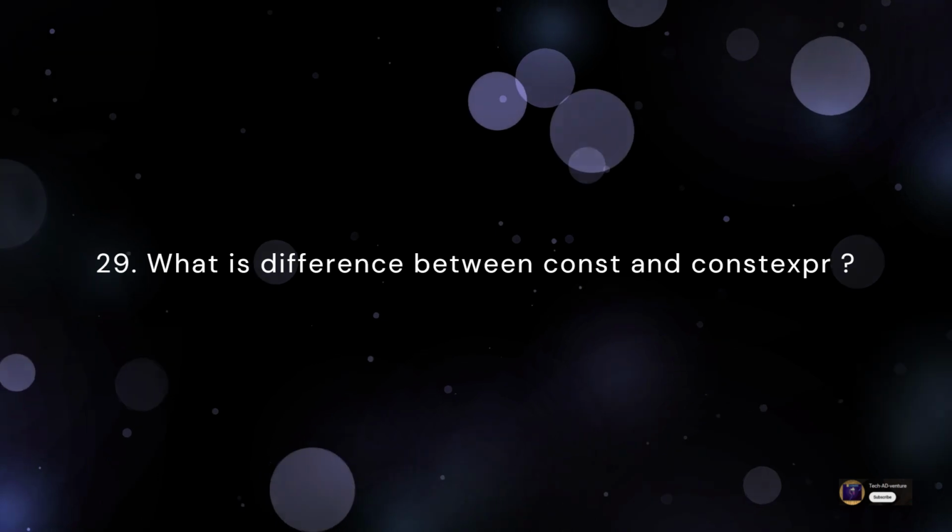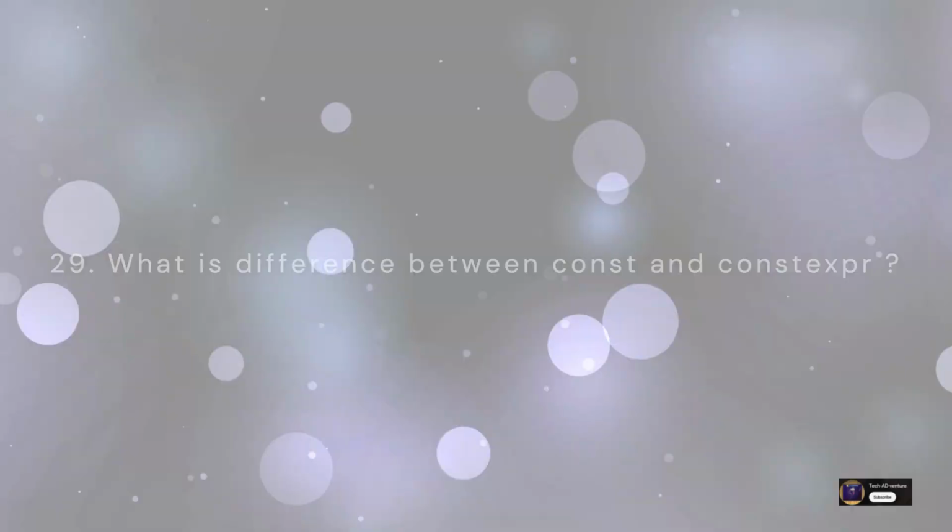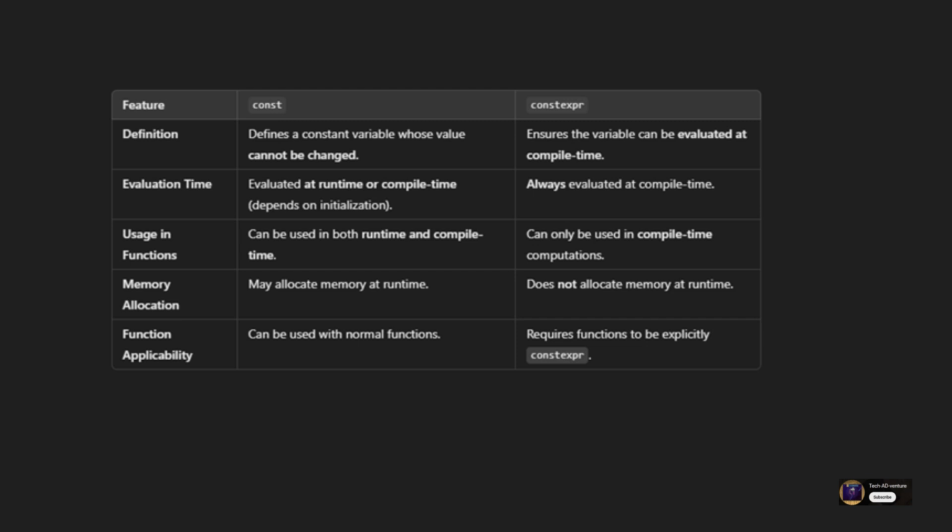29. What is the difference between const and constexpr? Both const and constexpr are used to define constant values, but they have different use cases and behaviors. Use const when you want a read-only variable, but its value can be set at runtime. Use constexpr when the value must be computed at compile time for performance optimization. Constexpr functions guarantee compile time execution, while const functions can be executed at runtime. Use constexpr whenever possible for compile time optimizations. Here is the example.